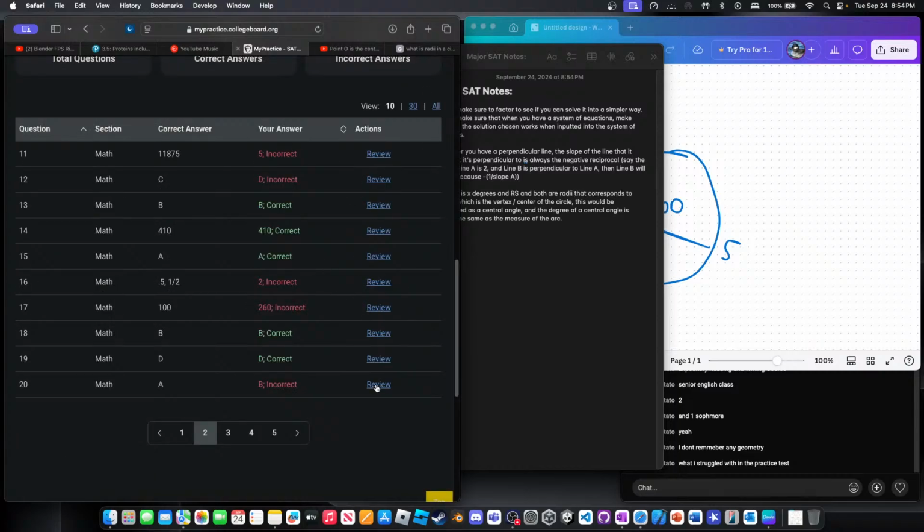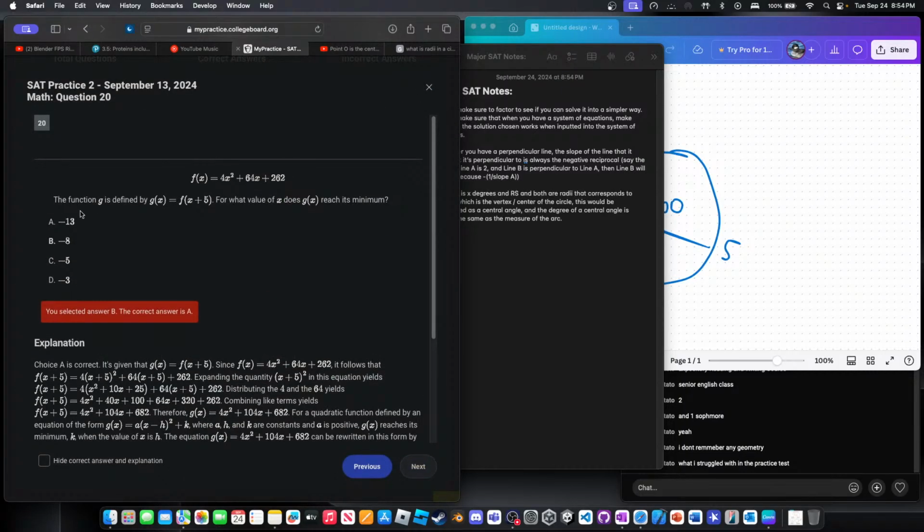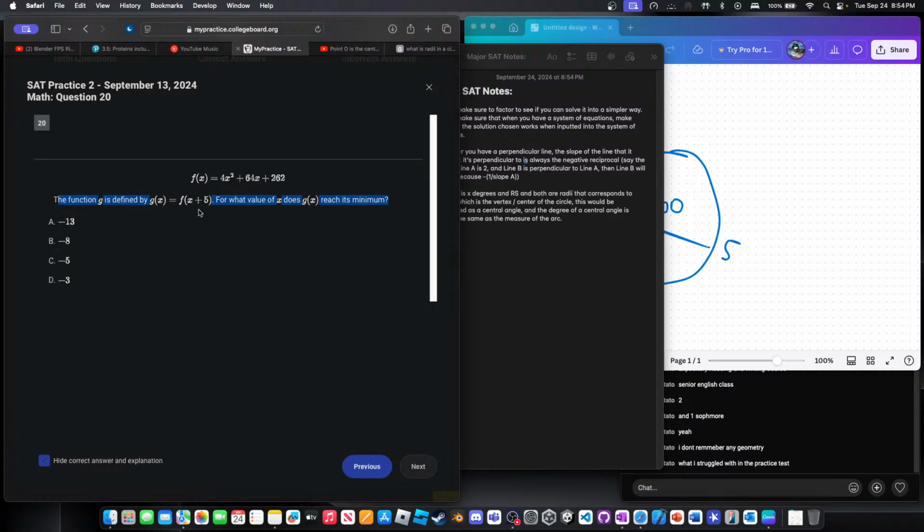Okay, let's see. This one. Wait, 260. Yeah, this one. Okay, the function g. Let's hide this answer first. The function g is defined by g of x is equal to f of x plus 5. For what value of x does g of x reach its minimum? Let's see. Okay, I chose B. I chose -8. I didn't see the answer, so I wasn't cheating.